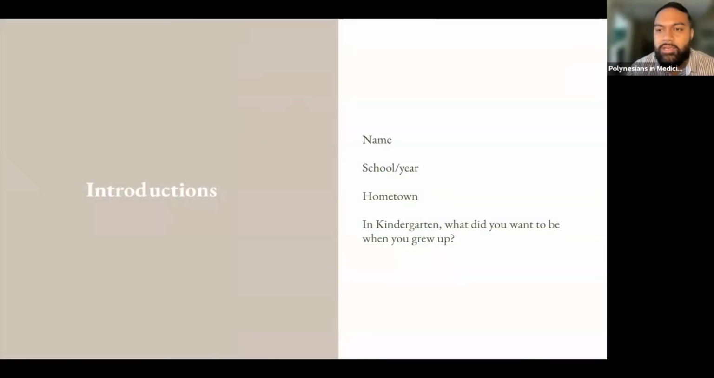My name's Kenny. I'm a fourth-year medical student at UC San Diego School of Medicine, but I'm currently on a research year, and I'll be starting back up in June. My hometown, I've lived in a lot of different places, but I would consider it probably Rose Park, which is in Salt Lake City, Utah. And in kindergarten, I think, if I can remember that far back, I used to want to be a lawyer. And then at some point it transitioned to being a doctor. So that's where I am today. But Luthi, you want to go ahead and introduce yourself?